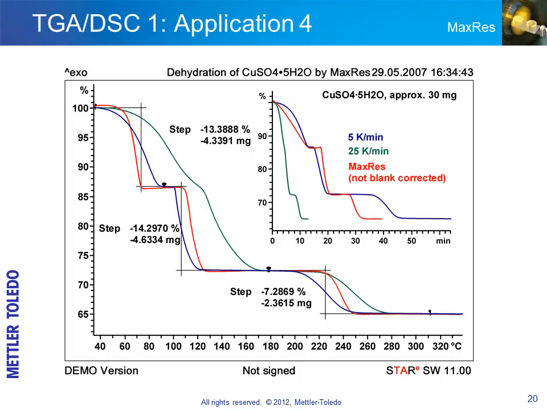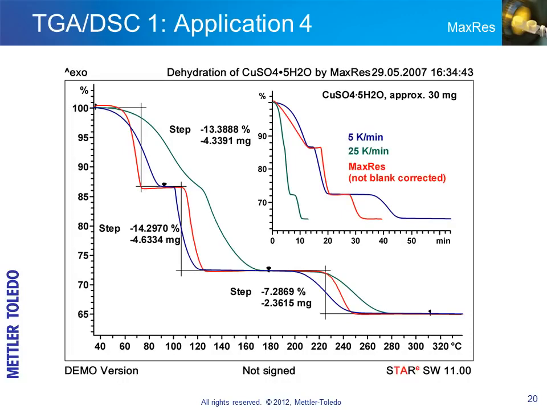This slide shows an example of the use of the Max-Res software option. When Max-Res is activated, the heating rate varies automatically depending on the rate of change of weight. This allows overlapping weight loss steps to be optimally separated in the shortest possible time. The example shows the dehydration of copper sulfate pentahydrate.